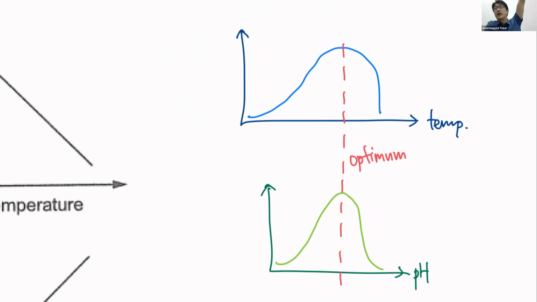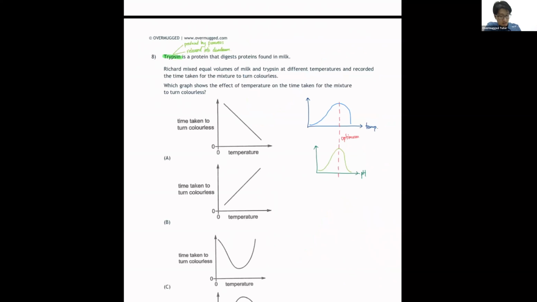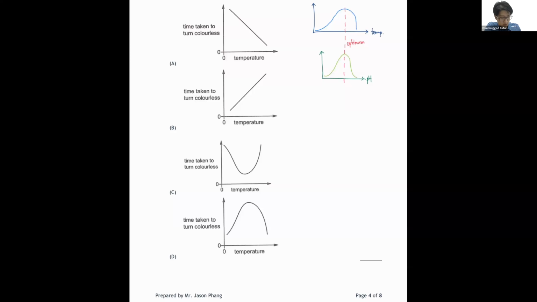If it works very quickly, will it take the longest or the shortest time to complete its job? Longest or shortest? Greatest rate of reaction, shortest time. And with that in mind, the answer should be C. Very good. We want to look for my optimum point over here. Answer is C.